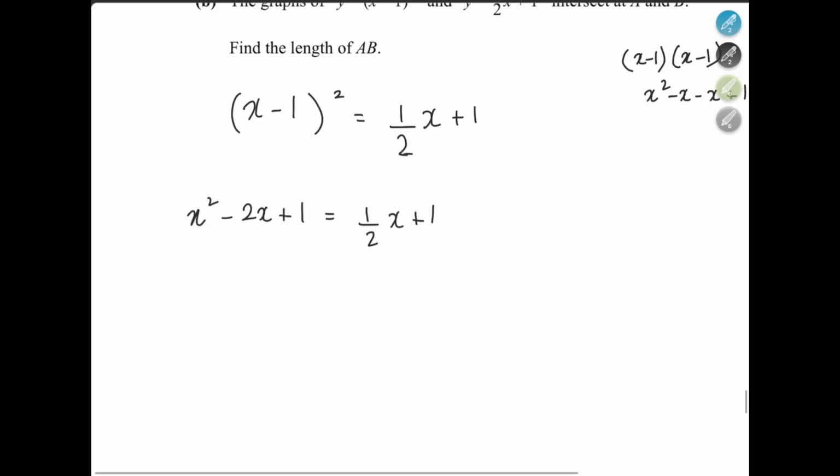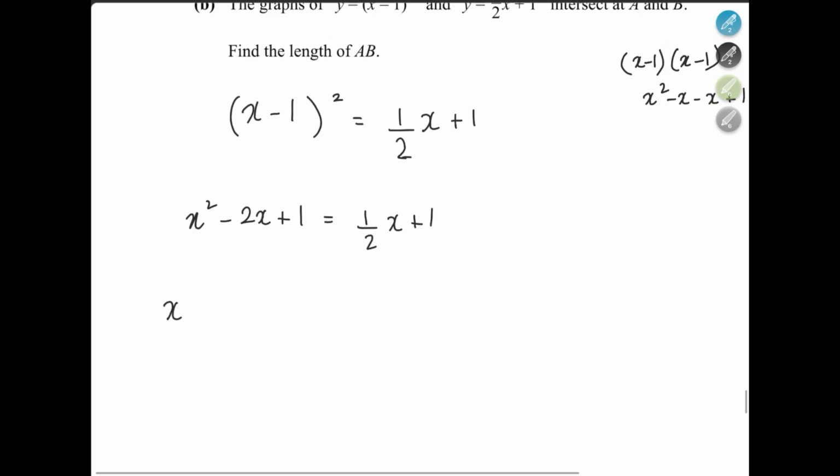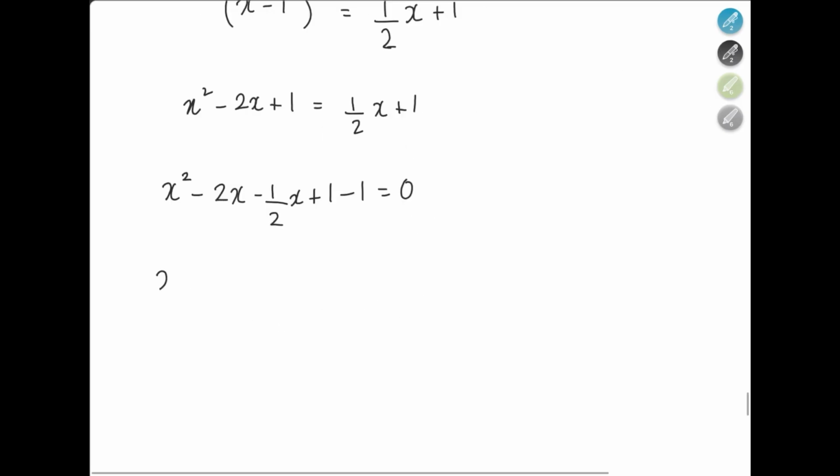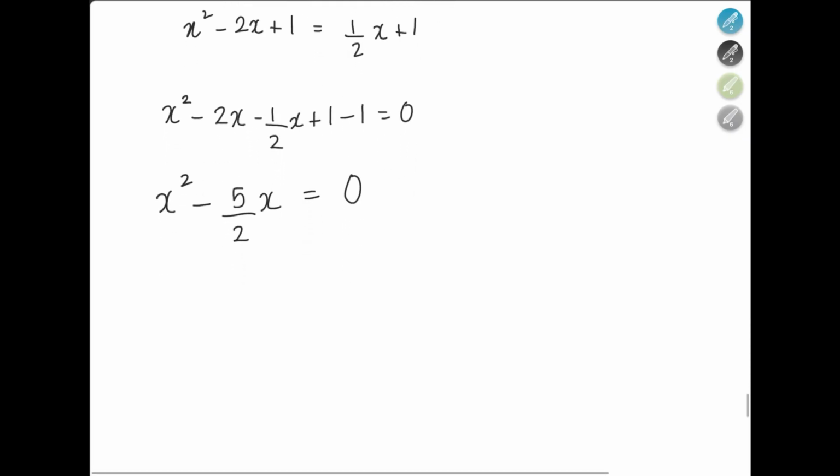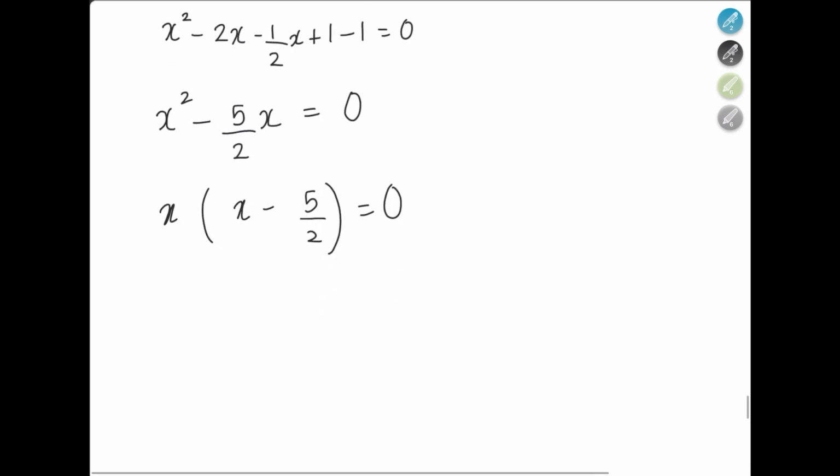We can bring them all on one side. X squared minus 2x minus half x plus 1 minus 1 equals 0. This is going to be x squared minus 5 by 2 x plus 1 minus 1 is 0. This equals 0. Now let's factorize it. We can take x out and we'll be left with x minus 5 by 2 equals 0. So now we can break this down into two equations. First, x equals 0.